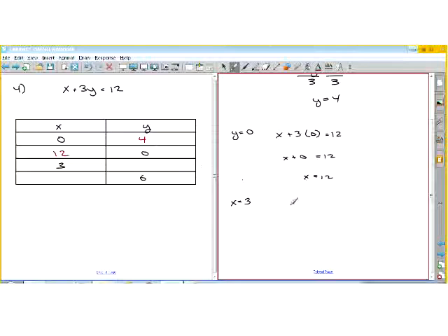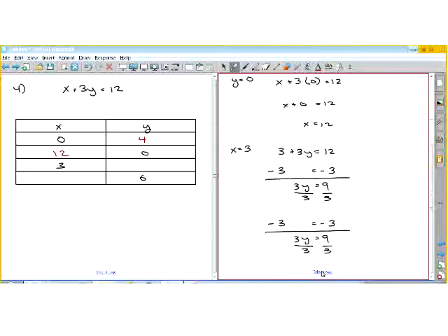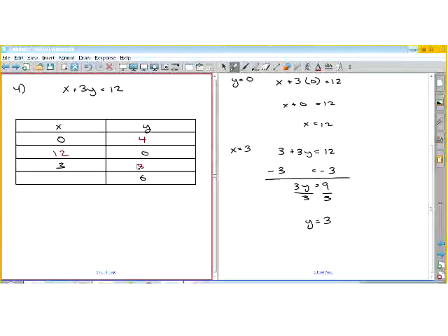So for x, we put in 3. We need to isolate the variable. So we need to get that constant here and somehow get it on the other side. And you do that by subtracting 3. 3 minus 3 is 0. 12 minus 3 is 9. Divide both sides by 3. 3 divided by 3 is 1. So you get y is equal to 3. So x is 3, y equals 3.